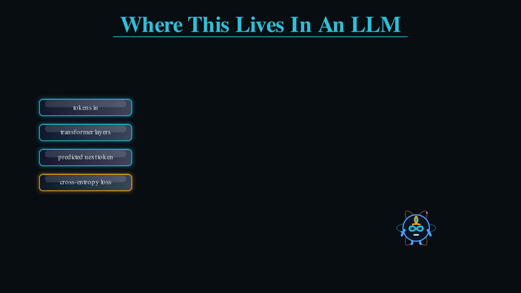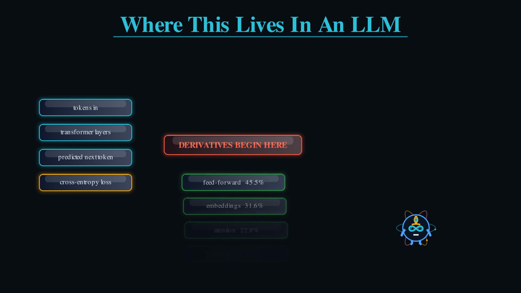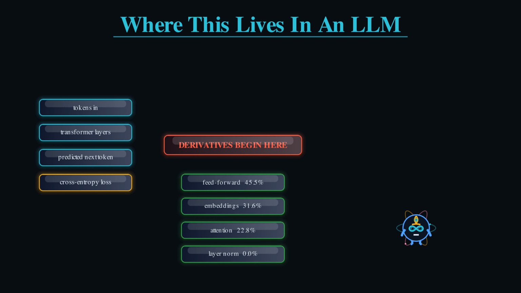Training is the opposite. Text goes in, runs through the layers, the model guesses the next token, and a loss says how wrong that guess was. And right there, at the loss, the derivatives begin. From there, one derivative is computed for every single number in the model. 45% of them live in the feed-forward layers, 32% in the embeddings, 23% in attention, 124 million derivatives, every single training step, all of them the same question you have been watching.